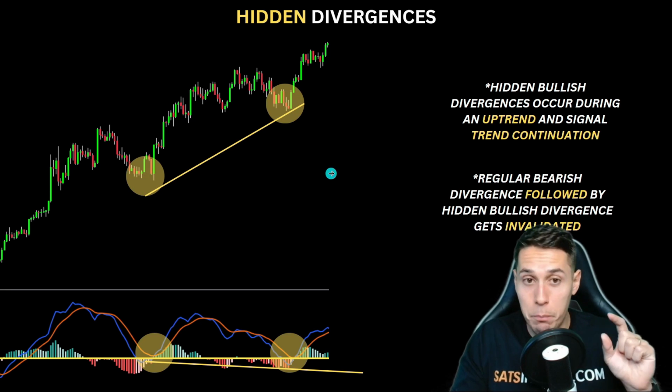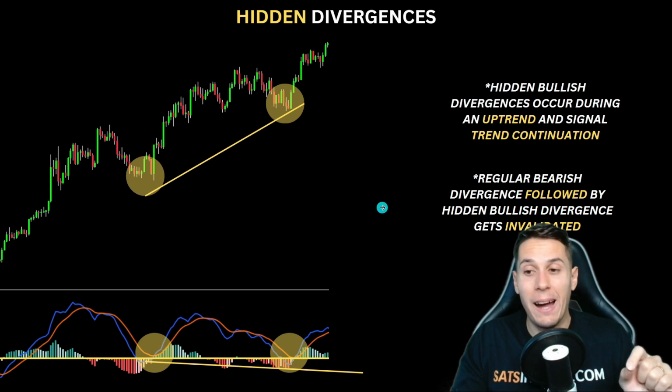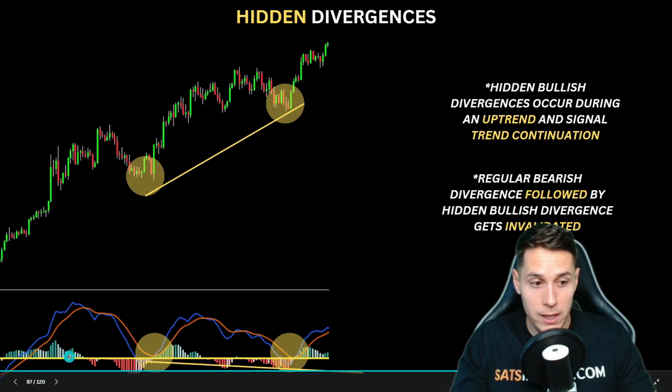The most important part, which can make you a lot of money, is that a regular bearish divergence followed by hidden bullish divergence gets invalidated. Now, the ones of you who are sharp, you probably already noticed that there is a regular bearish divergence right here. So we have a high on price, then we have a higher high, while on the MACD we have a high and then we have a lower high. And the same is on the histogram, we have a high and we have a lower high. Normally when people see regular divergences, they are like, oh, this thing is going to reverse, we are going down to zero, let's short. And since they have no clue about the hidden divergences, they often get wrecked.